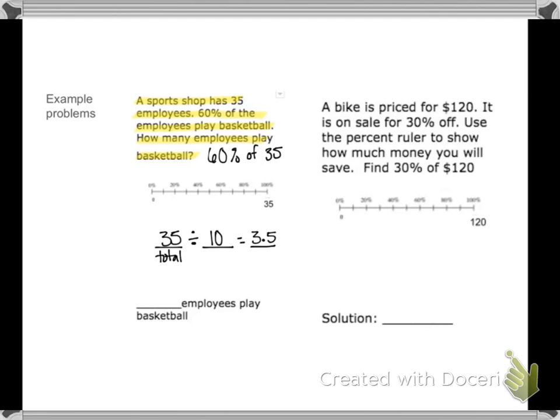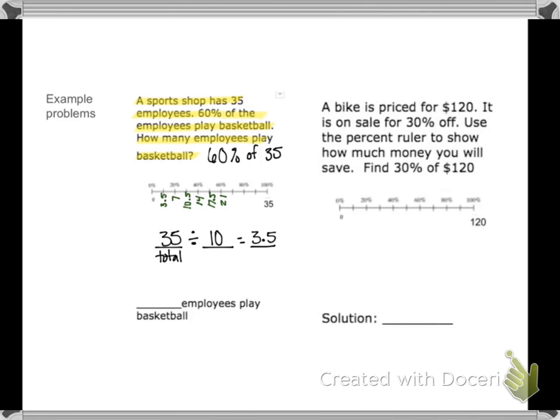0% would be 0. 10% is 3.5. That's what we just calculated. Now we're going to skip count on our rulers. We're going to do 3.5 plus 3.5 more, which gives us 7. And then we're going to keep that on our screen and do 7 plus 3.5 more, which gives us 10.5. Plus 3.5 gives us 14. Plus 3.5 gives us 17.5. Plus 3.5 gives us 21.